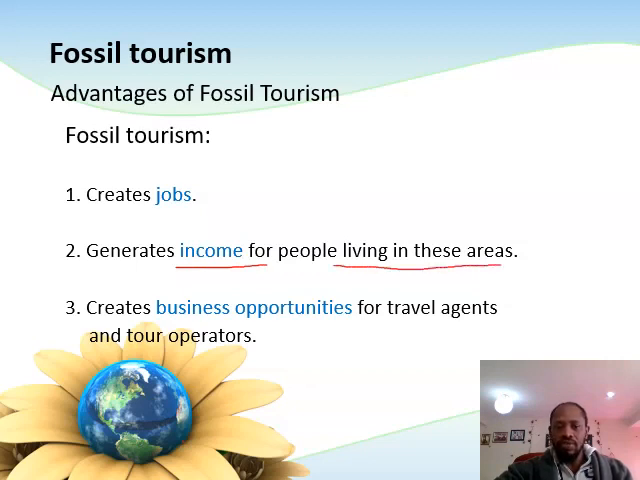Income comes from the tourists themselves and all other accessory departments that are connected to this industry. It generates income for the people who are living in that area. It should all be used for the people living in that area, because tourists come to view something that has to do with their area. It's but normal that they should get some form of remuneration for that. It also creates business opportunities for travel agents and tour operators.